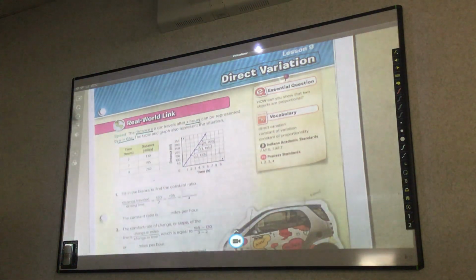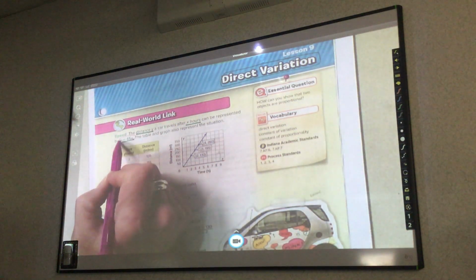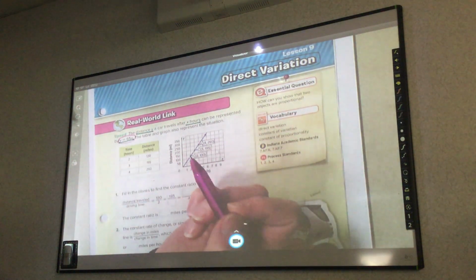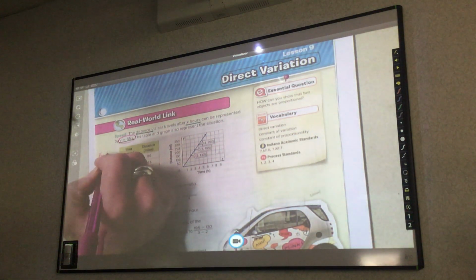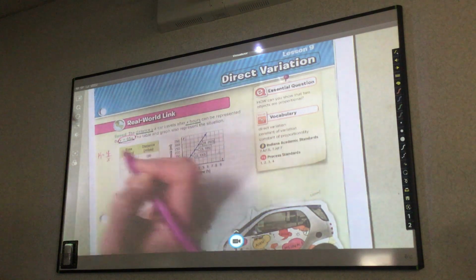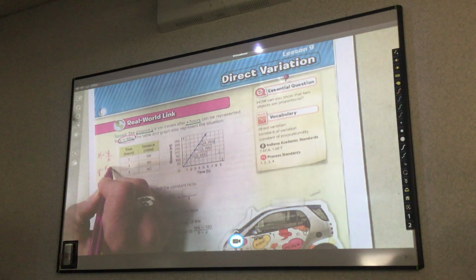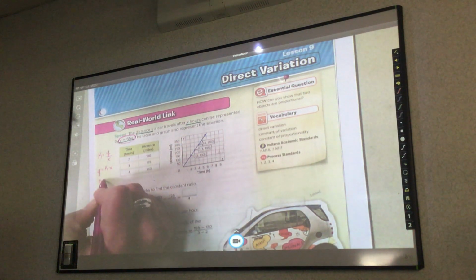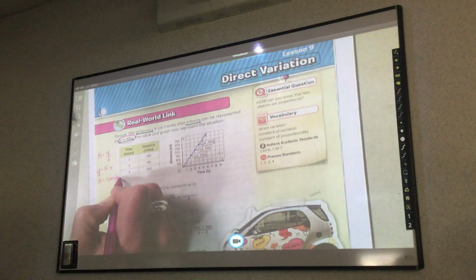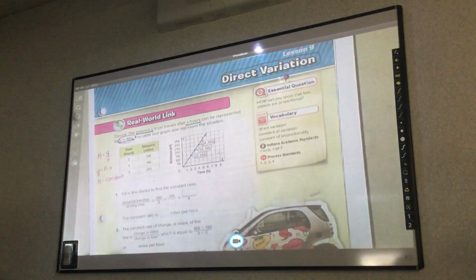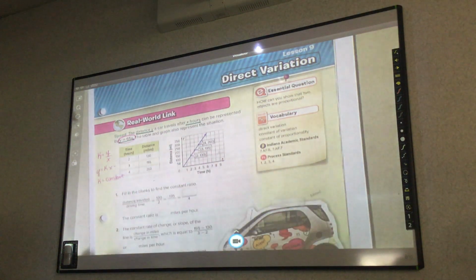Haven't we been writing these things? Haven't we been writing stuff like this? Yes. But we're going to start with the constant equals y over x, and then y equals k times x. K is my constant. Yes, we do know this. This is a linear equation.